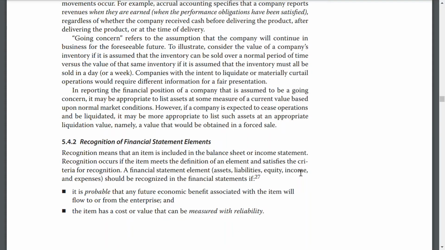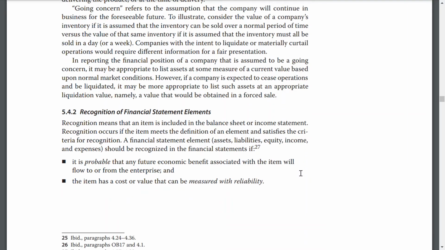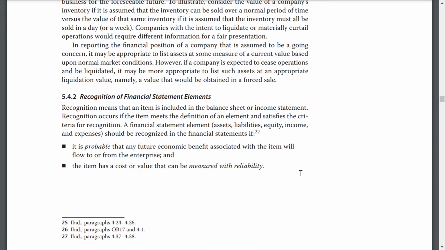In reporting the financial position of a company that is assumed to be a going concern, it may be appropriate to list assets at some measure of current value based upon normal market conditions. However, if a company is expected to cease operations and be liquidated, it may be more appropriate to list such assets at the appropriate liquidation value, namely a value that would be obtained in a forced sale.